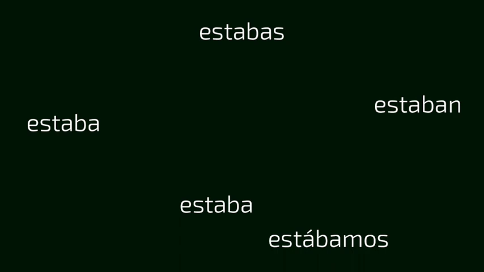Estábamos. So as you can see, each of these words is simply estaba with a stress on stab, but then with the ending changed based on what person you're talking about. Let's practice this right now, still with these words showing, just to see if you can find the right word for the sentence. They were here.